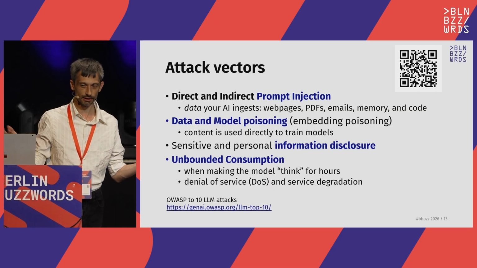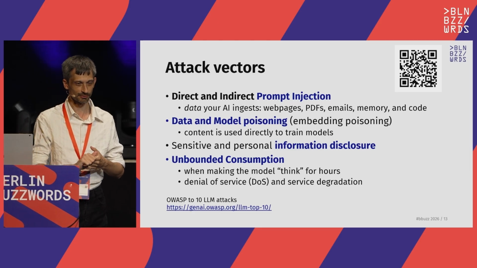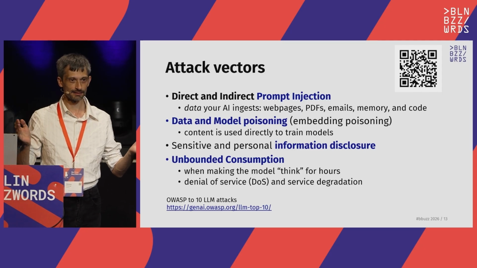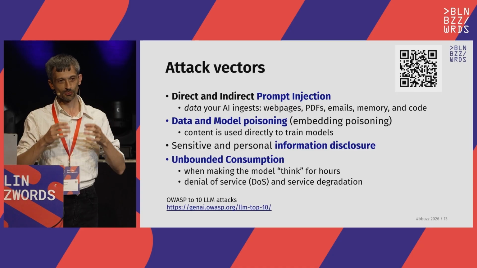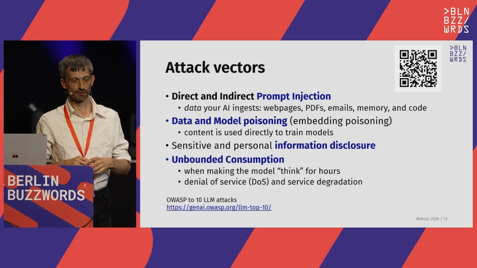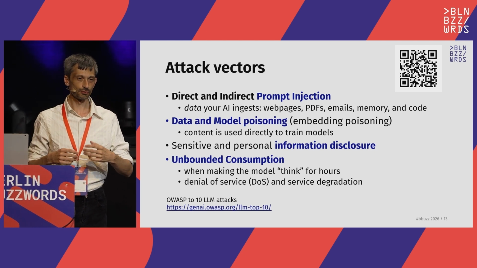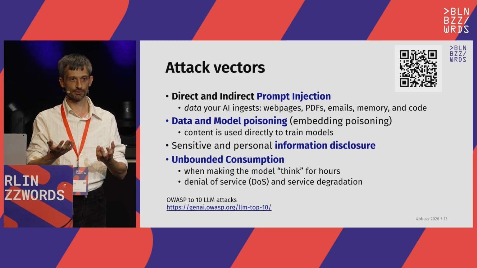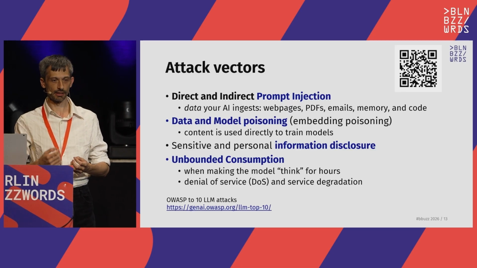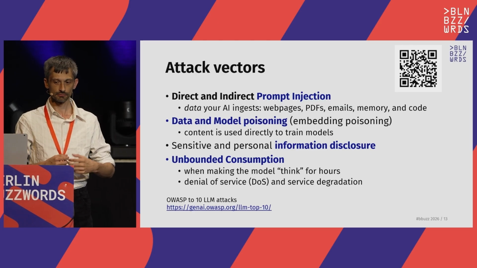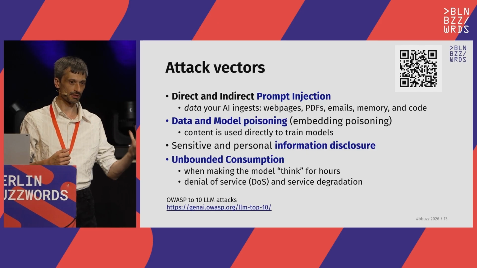The obvious one is, of course, information disclosure. Everything we put inside goes somewhere, and for sure somewhere someone will see it and maybe can use it. And then unbounded consumption. This could be the case when we use Unicode invisible characters. If we put a lot of those, we might cause trouble to the underlying model, which starts thinking for hours, or to the service provider, causing DDoS attacks and service degradation that might have an impact on the economy of your product.